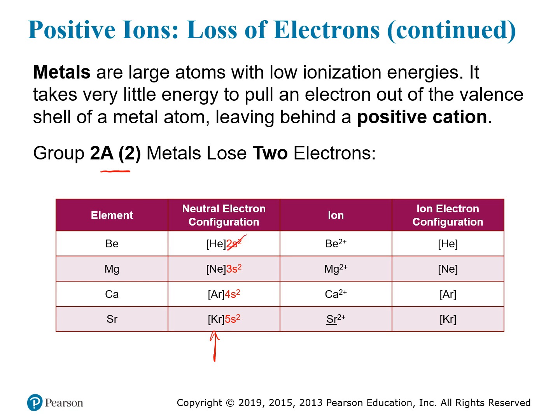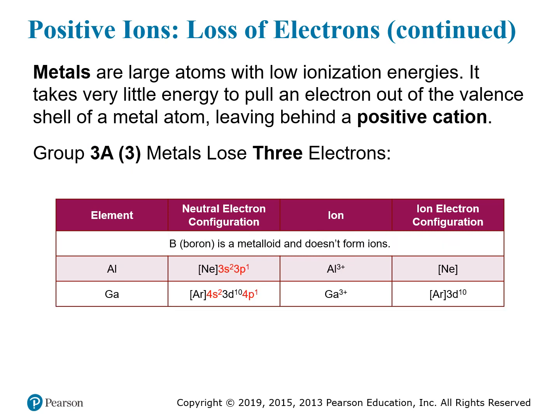So we have 2s2, 3s2, 4s2, 5s2. And so each of these elements is going to lose both of those electrons in order to achieve the noble gas configuration. And again, if you lose 2 electrons, now you end up with a +2 charge. And so the elements in group 2 of the periodic table tend to form +2 ions.